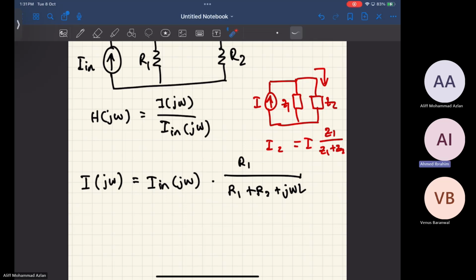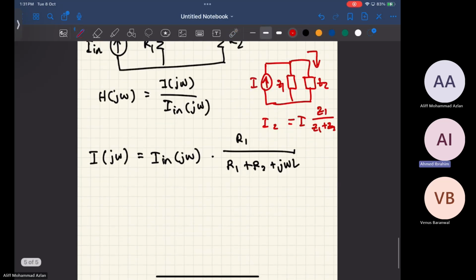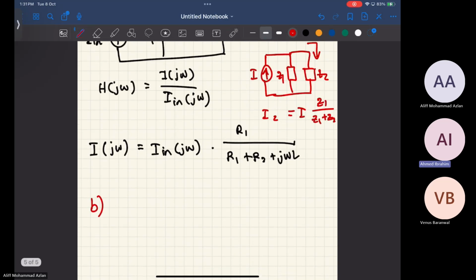All right, next part is asking us to find an expression for the magnitude response of the transfer function, and then sketch it with a few points. So essentially, find the magnitude of H(j omega).